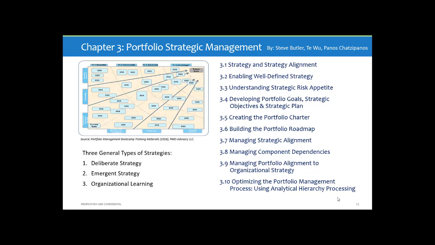So, strategy is a very broad topic. What we try to do here is simplify strategy into what I consider the three general types of strategies. The deliberate strategy. This is when organizations, very much like the traditional waterfall planning, figure out what they really want to do at a fairly detailed level before they start organizing and committing resources to their implementation.